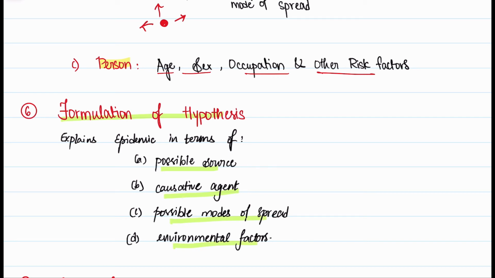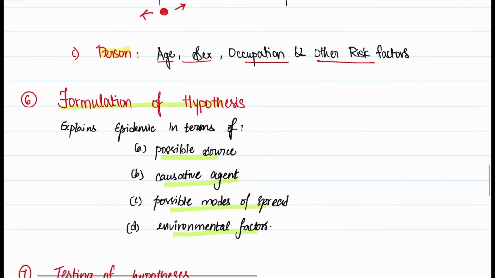So for example, earlier, before COVID was even declared a pandemic, the possible source might be the corona virus, right? The causative agent could have spread from a pangolin in some streets of China. The possible mode of spread would be droplet spread. Environmental factors would be overcrowding, all of that. This is how we formulated a hypothesis, and it was then declared as COVID-19, a pandemic, and this is how it spread. So formulation of a hypothesis is important to come to a conclusion about the epidemic.